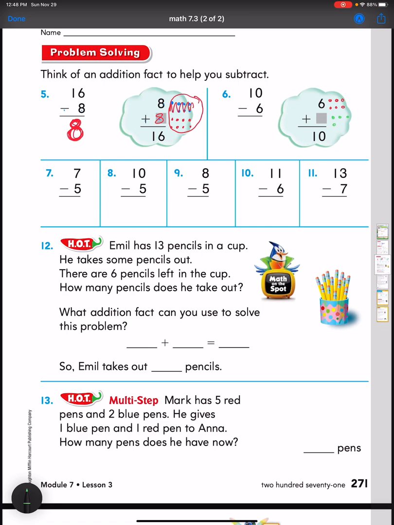So what did I add? I added 4. 6 plus 4 equals 10. That means 10 minus 6 is going to equal 4.